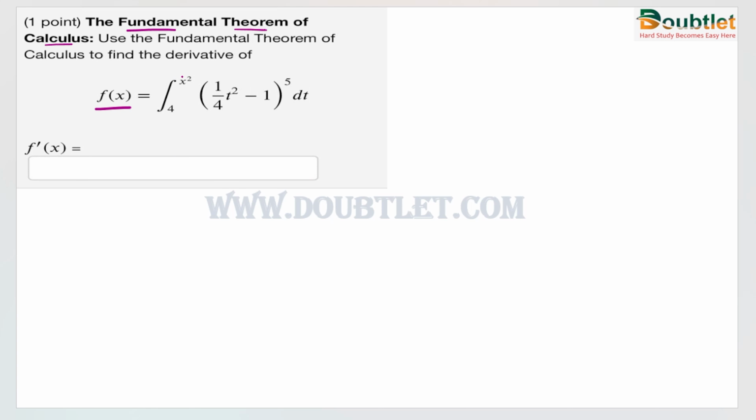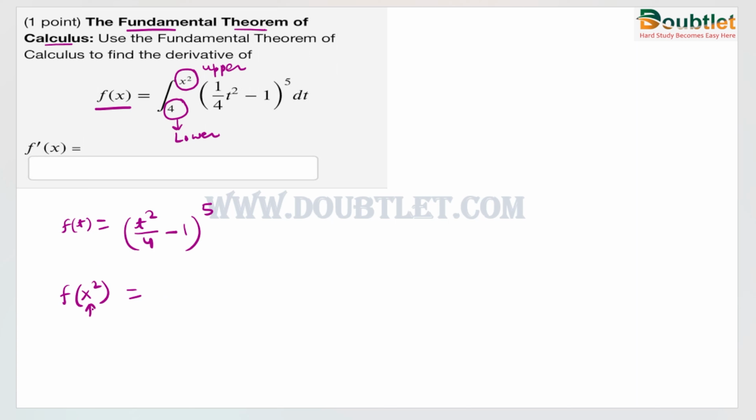So what we need to do first is look at the upper limit. This is the upper limit and this is the lower limit. Let's suppose this is f(t), which is (t squared divided by 4 minus 1) to the power 5. First we need to find the value of f of the upper limit, meaning we put the upper limit in place of t. The upper limit is x squared, so we replace t by x squared.